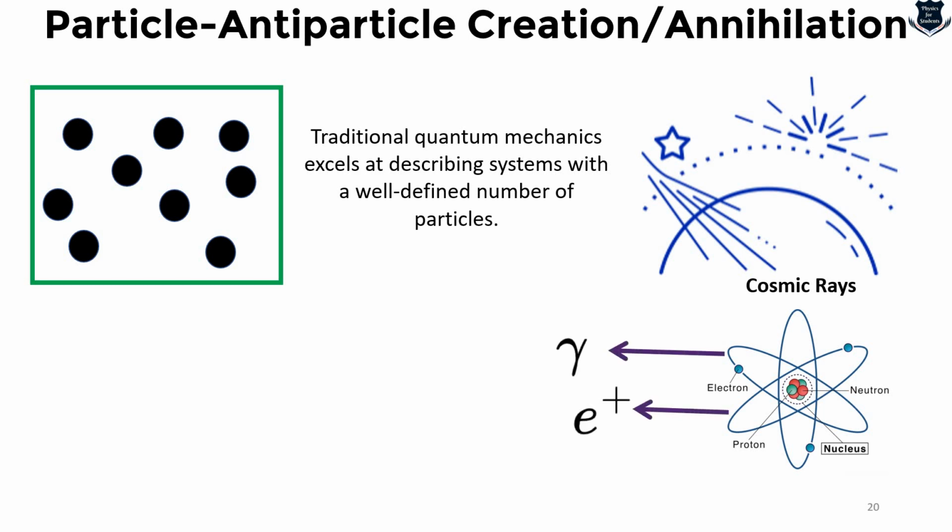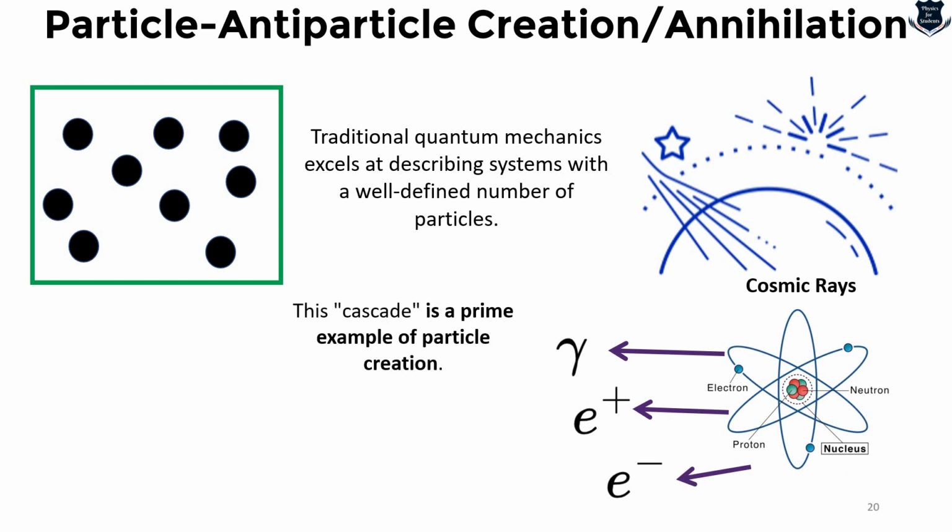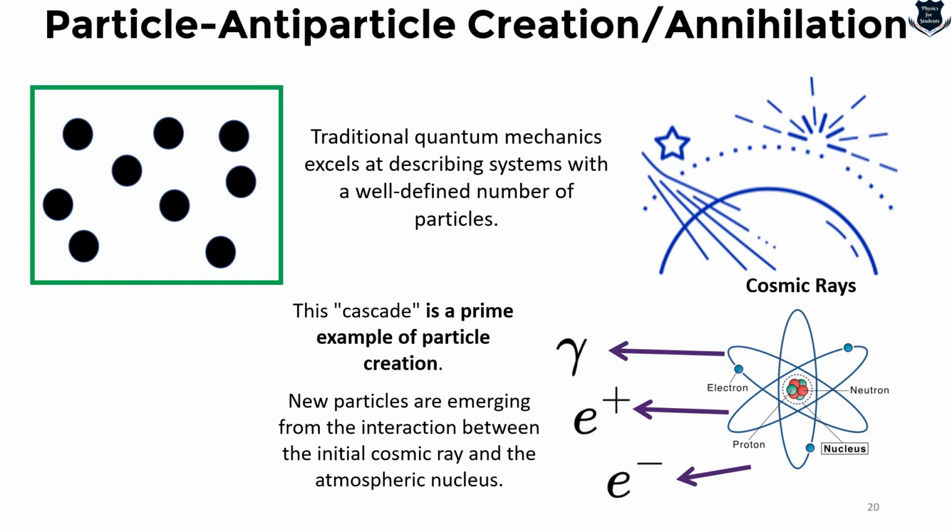For example, a gamma, an electron and positron, etc. So there have been several key discoveries related to cosmic rays, which have highlighted particle creation. We call this the cascade of particles, an example that particle creation was already happening. And as you see, new particles are emerging from the interaction between the initial cosmic ray and the atmospheric nucleus.